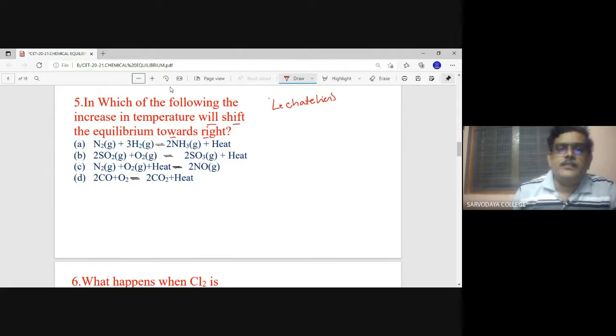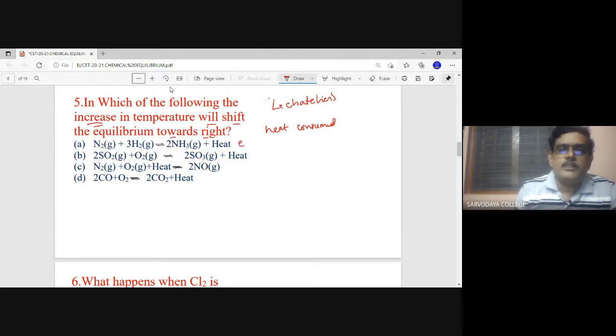And if you are removing heat from the system, that means if you try to cool an equilibrium, then the equilibrium shifts in the exothermic direction. Now we are trying to increase the temperature, meaning you are heating, therefore heat must be consumed. So the heat consuming or endothermic process becomes dominant, and it will shift in that direction.